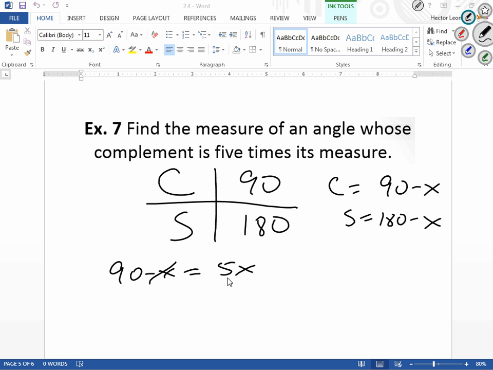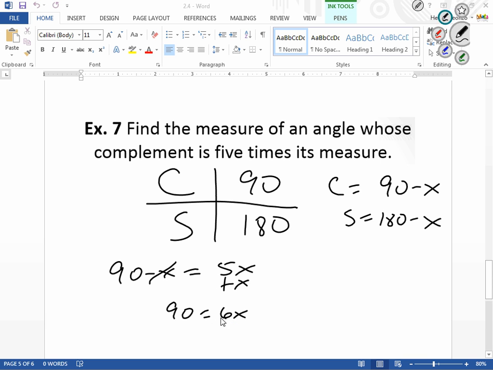Solve for x. My negative x, I'm going to move it here as a plus x. So I have that 90 is equal to 6x. Divide both sides by 6. X equals 15. Once again, complement, if we don't know the angle, we're calling the angle x. The complement is 90 minus x. The supplement is 180 minus x.